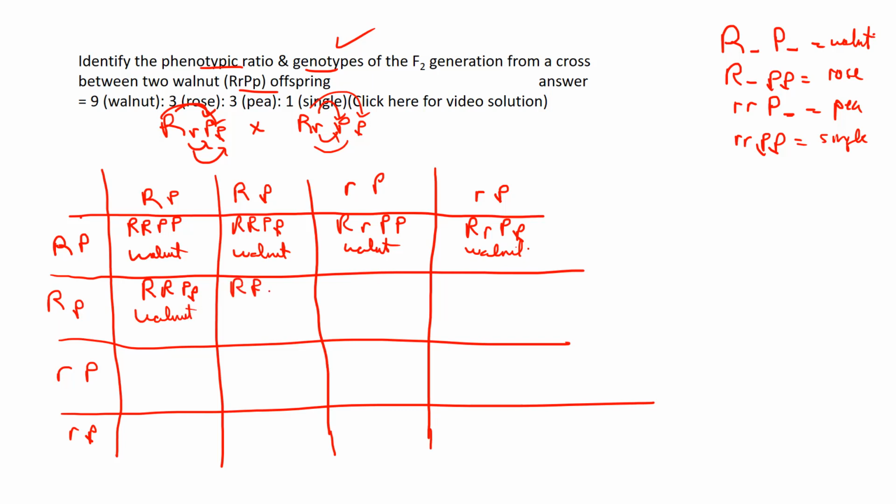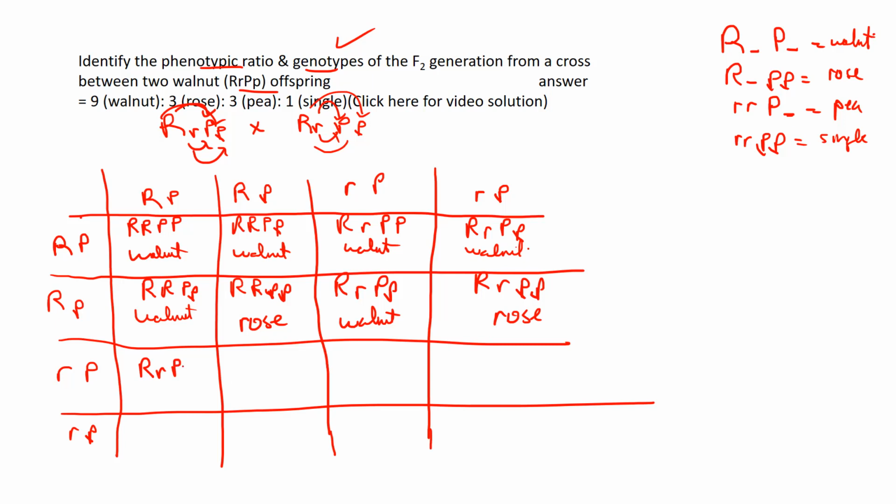Capital R, little p. Now we get our first different one. So when I have big R's with little p's, it's going to be a rose. And all I need is one big R. Doesn't matter what the other allele is. As long as it's little p's, it's going to be a rose. So that one's a little different. So capital R, big P, little p, that's a walnut again. And capital R, little p, there is another rose.